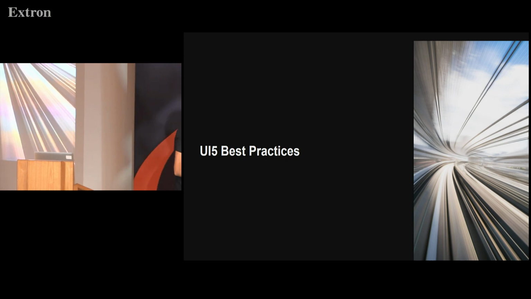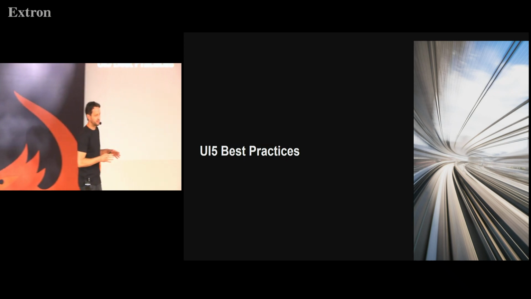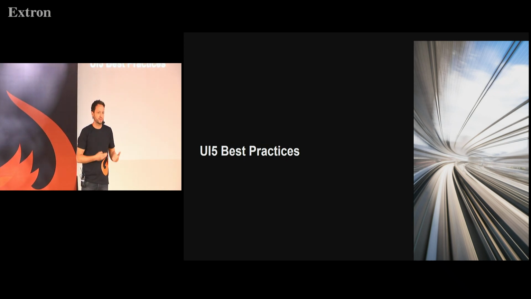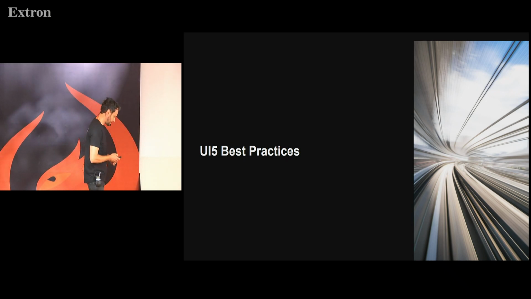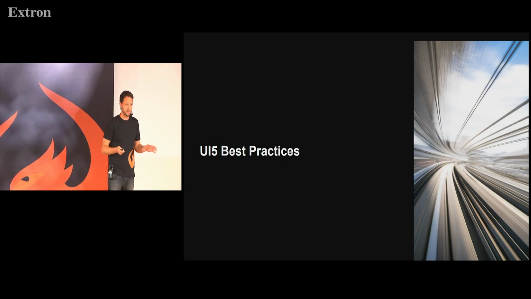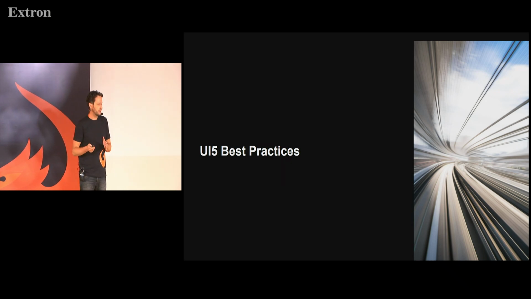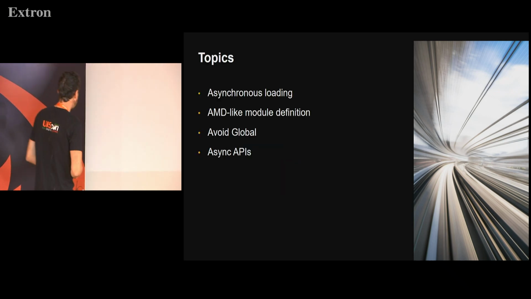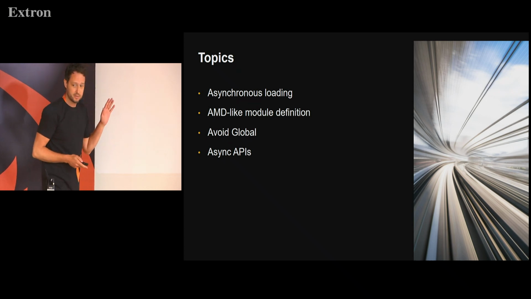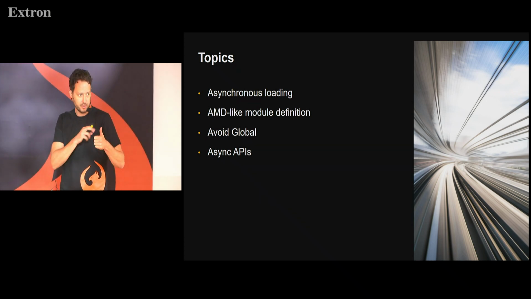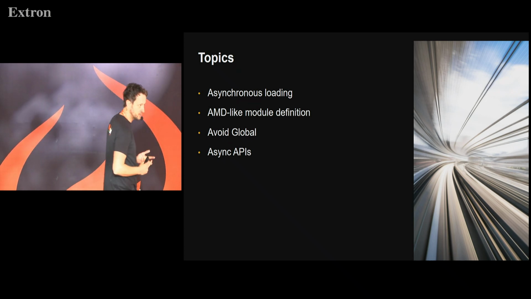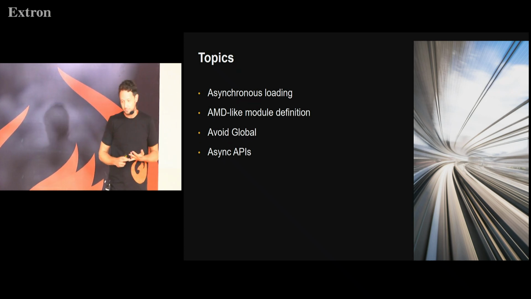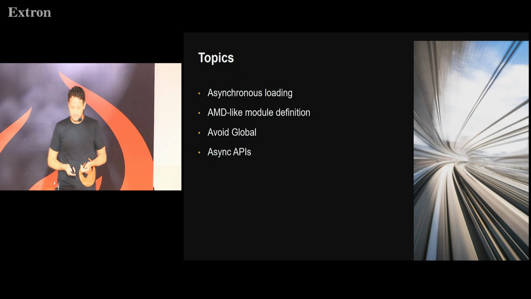After much theory, we're going to look at some real code examples now. What does it really mean to use these asynchronous APIs? There are plenty of them, so we will go through a number of these today. These are roughly the topics: asynchronous loading, AMD-like module definition, avoiding globals, and some more APIs.